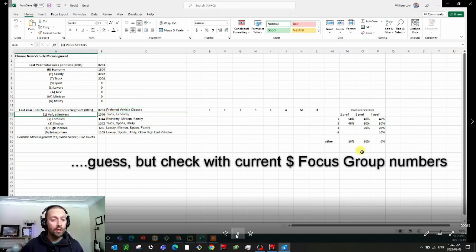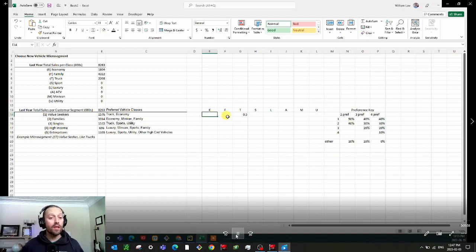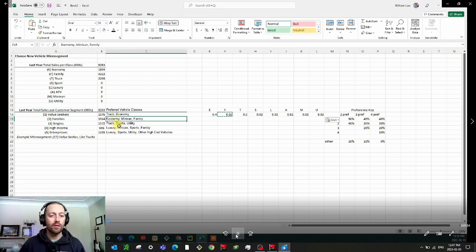Now, those preferred vehicle classes in writing are done in order of preference. And this is very important that you understand this. Trucks in the value seekers are preferred over economy vehicles, over anything else. In fact, they far prefer truck and economy than anything else, those value seeker people. And so we create the percentage, these little multipliers that we're going to use for each economy vehicle, truck.